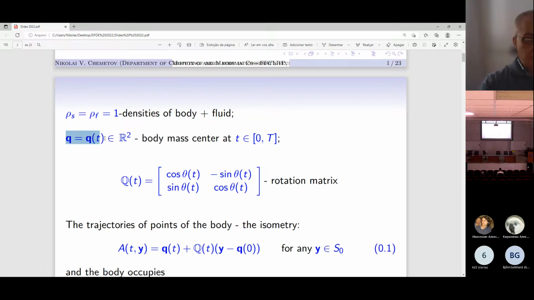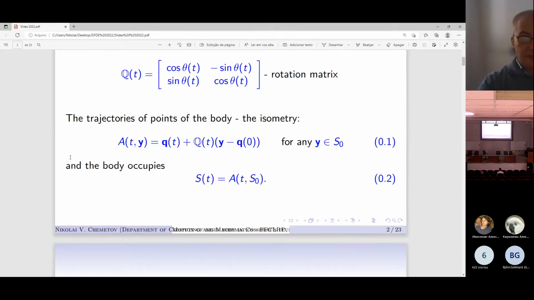Then, as a two-dimensional vector, we need to know the angle of rotation that we denote by theta of t. Having information about the angle of rotation, we can define a so-called rotation matrix in the following way. And for example, if we consider any point that belongs to the initial position of our piece of paper as x0, the trajectory of this point can be described by the following isometry, as translation and rotation, using the rotation matrix.